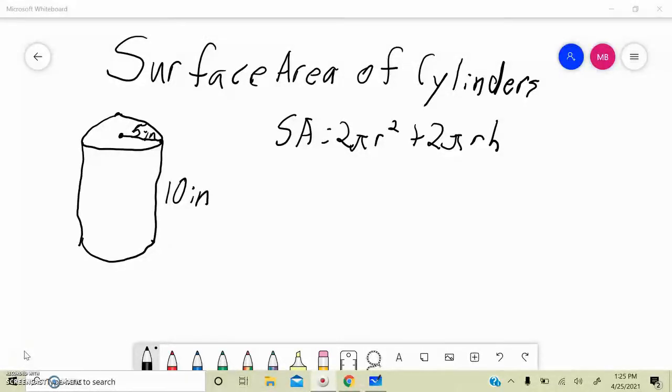Today we're going to be discussing the surface area of cylinders. So if we take a look at the picture on the left side of the screen, we will see that there is a cylinder with a radius of 5 inches and a height of 10 inches. When I'm trying to find the surface area of my cylinders, I'm looking to use this formula, 2 pi r squared plus 2 pi r h.